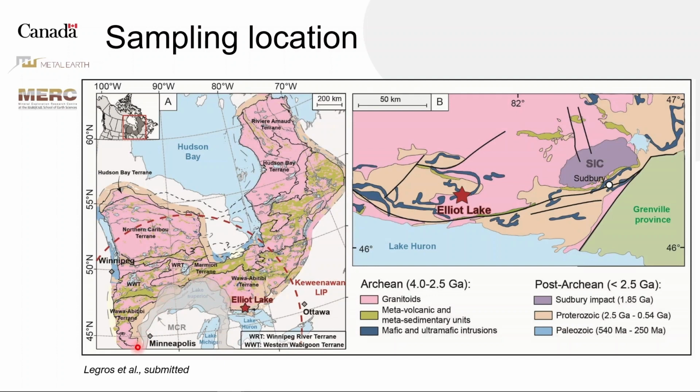And actually, this mid-continental rift is associated with the Keweenawan large igneous province, which is very big, as you can see. This is this whole circle right here, which encompasses also the area of Elliot Lake.